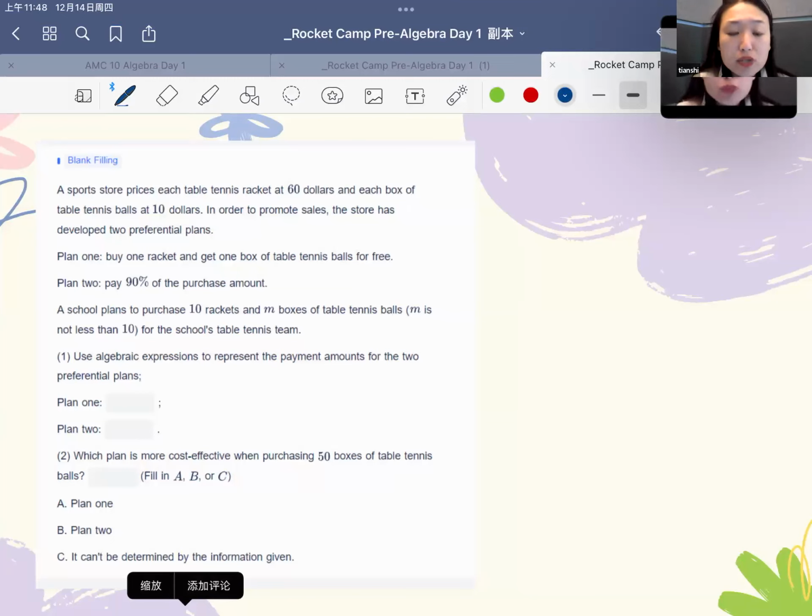And the school plans to purchase 10 rackets and M boxes of table tennis balls, and M is no less than 10.